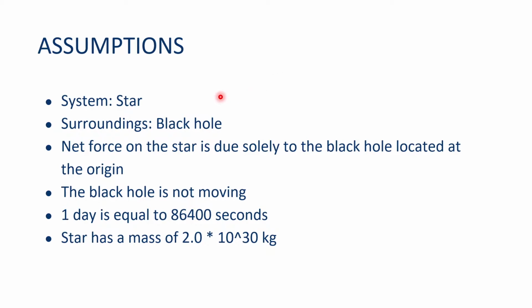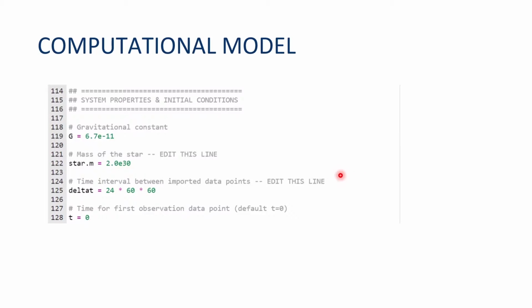For one, the system is a star and the surroundings are the black hole. We know that the net force on the star is due solely to the black hole located at the origin. We also assume that the black hole is not moving, that the time step is 1 day, which is equal to 86,400 seconds. Then we also assume that the star has a mass of 2 times 10 to the 30 kilograms. We first initialize our G, which is a gravitational constant, which is 6.7 times 10 to the negative 11. We initialize the mass of our star and our delta t, which are from the assumptions defined before.